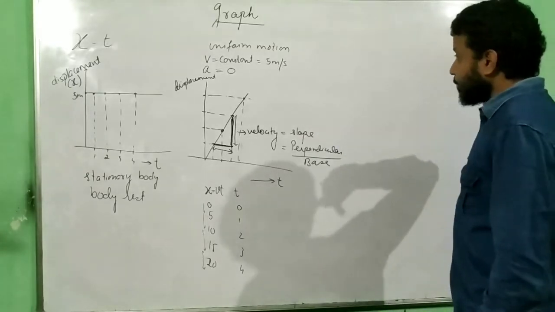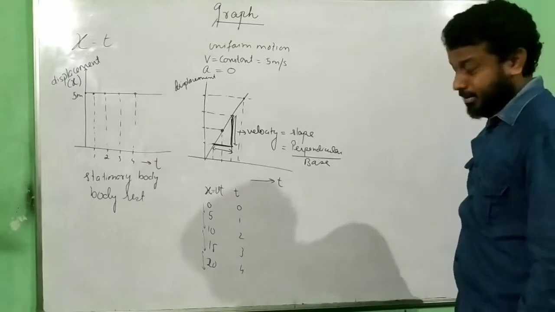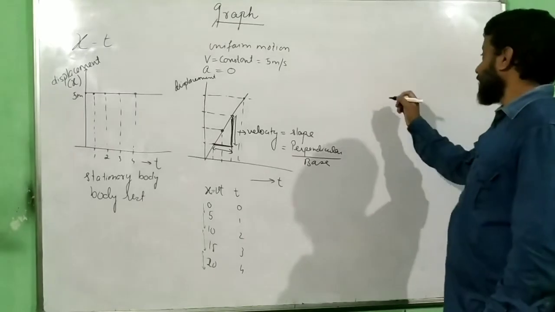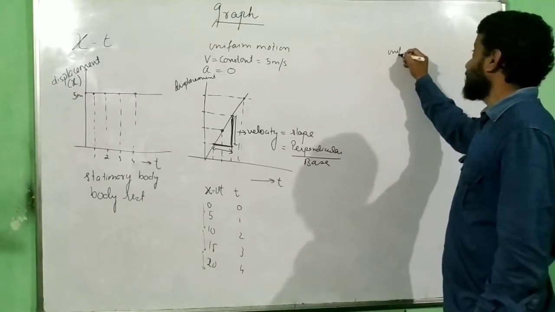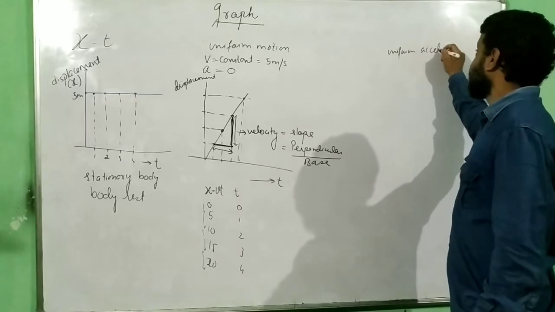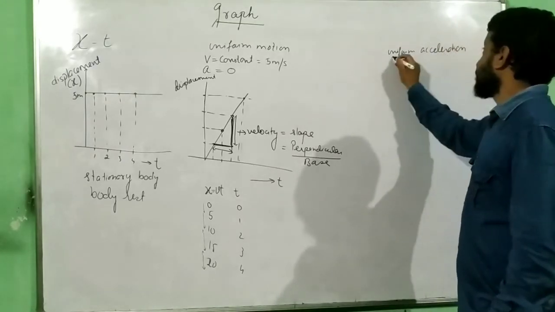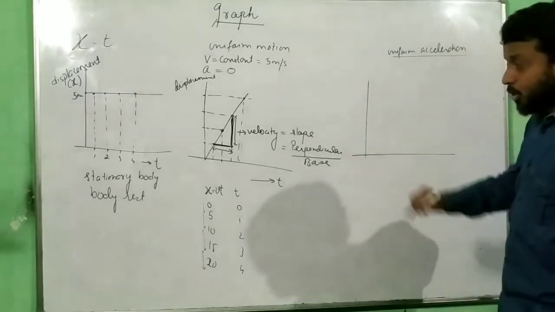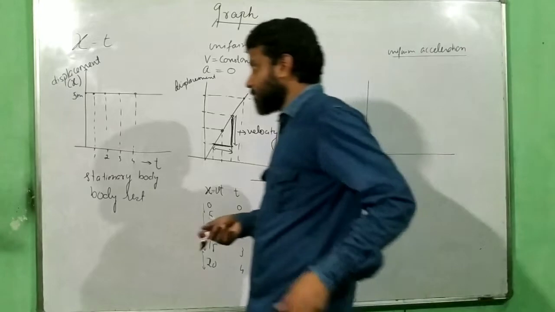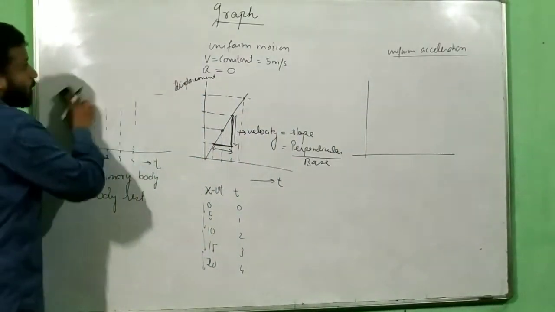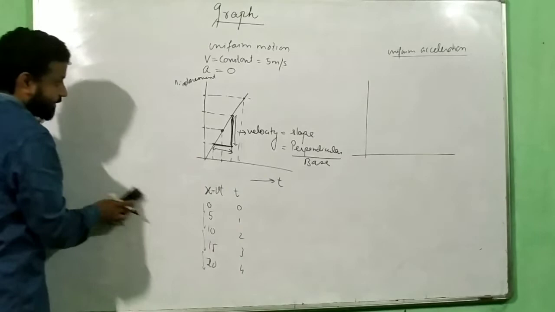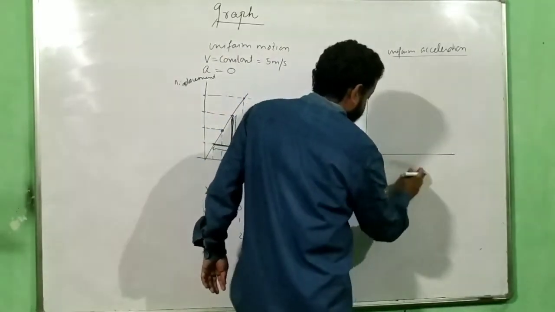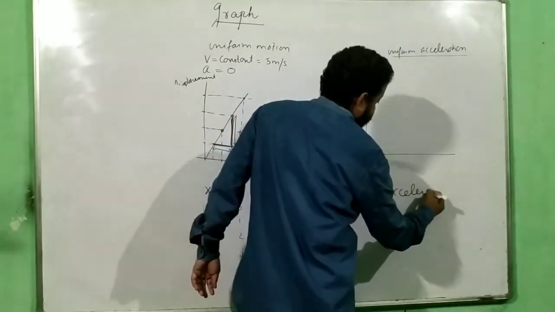What if the body is now accelerating? The body is going up. If the body is accelerating, we call that uniform acceleration. I am going to draw the graph, but before that, just let me tell you this part. Then it will be very easy for you to understand why the uniformly accelerated graph looks like this. So the one which I am going to draw here is the accelerated graph.